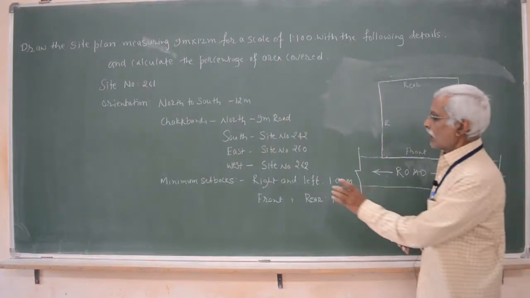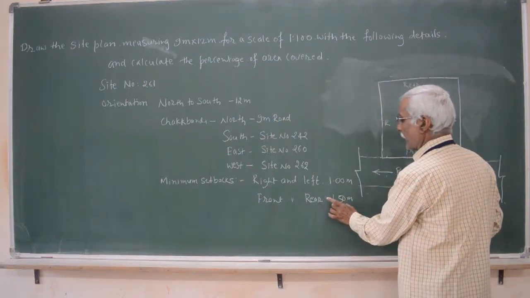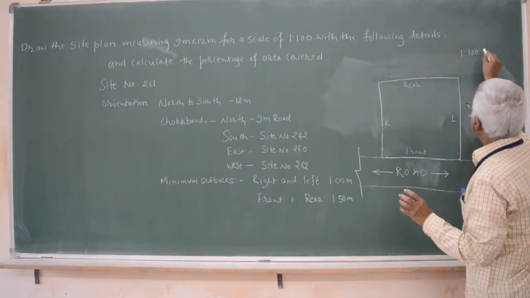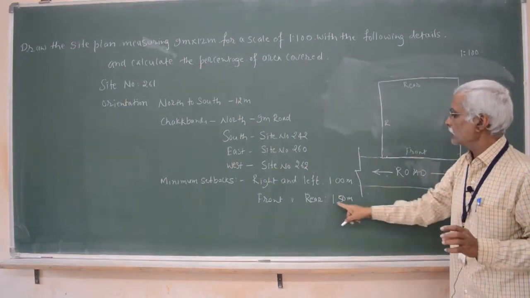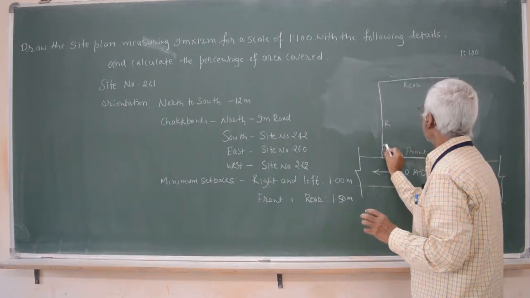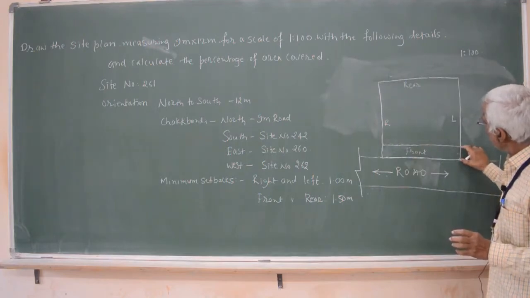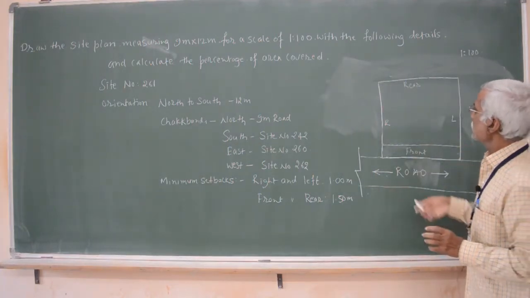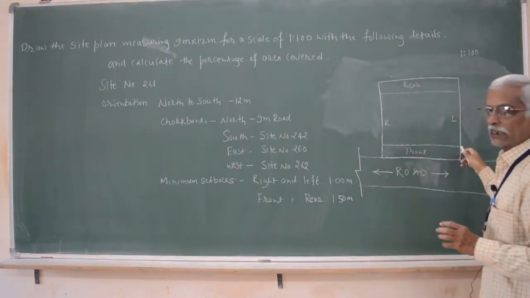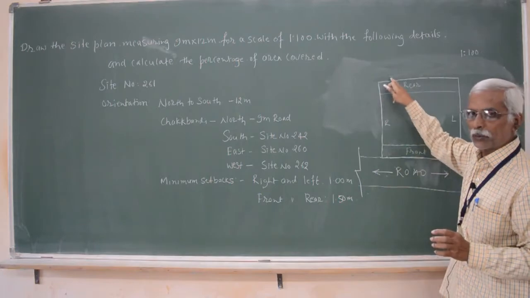Now after that, what is the front and rear setback? That is 1.5 meter. 1.5 meter means, to this scale, that is 1 in 100. You convert that into this one, that is 1.5 meter. That means you have to draw a 1.5 centimeter very thin line from here. Same as from the back side also, you have to draw a thin horizontal line, leaving the 1.5 meter from the front and 1.5 meter from the back.